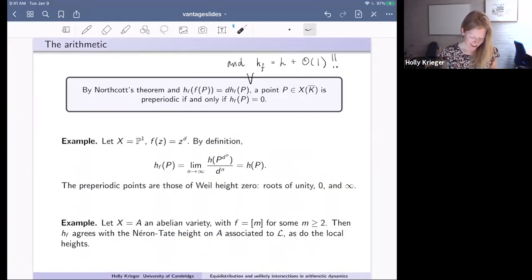Okay. All right, so the first example recovers the Weil height. So the Weil height itself is a dynamical height function. We also recover the Néron-Tate heights, just by using the multiplication by m map.